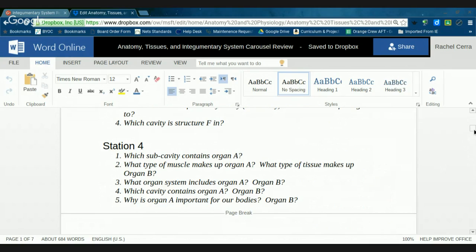Organ A on number 5 is important to your body because it's going to help move or push blood throughout your body. And letter B just serves as that control center for your whole body, the command center, since it's your brain.